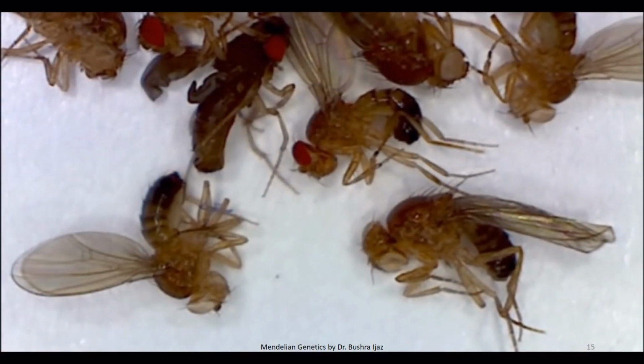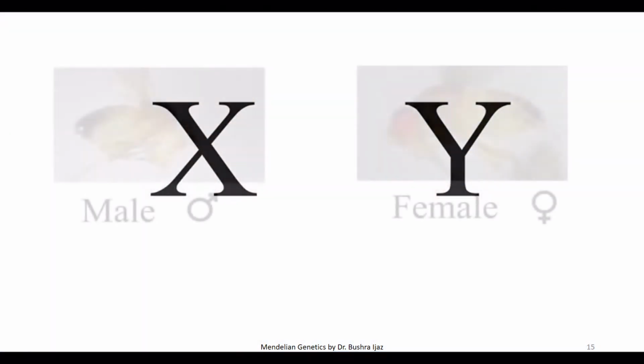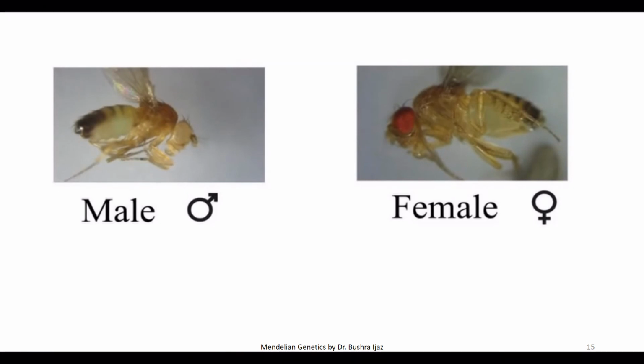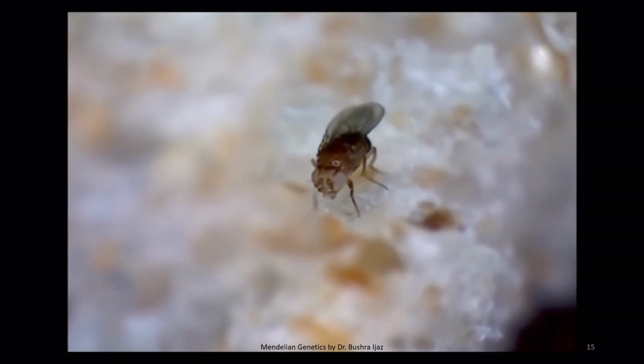About the same time that he was doing his work, other scientists had established the presence of X and Y chromosomes, chromosomes responsible for sex determination. Females carry two X chromosomes, males one X and one Y. Morgan proposed that a gene responsible for eye color was carried on the X chromosome, with the gene for red eyes being dominant and the gene for white eyes recessive. The mutant white-eyed male with a single X chromosome carried the recessive gene for white eyes. His Y chromosome had no control over eye color, so this male has white eyes.